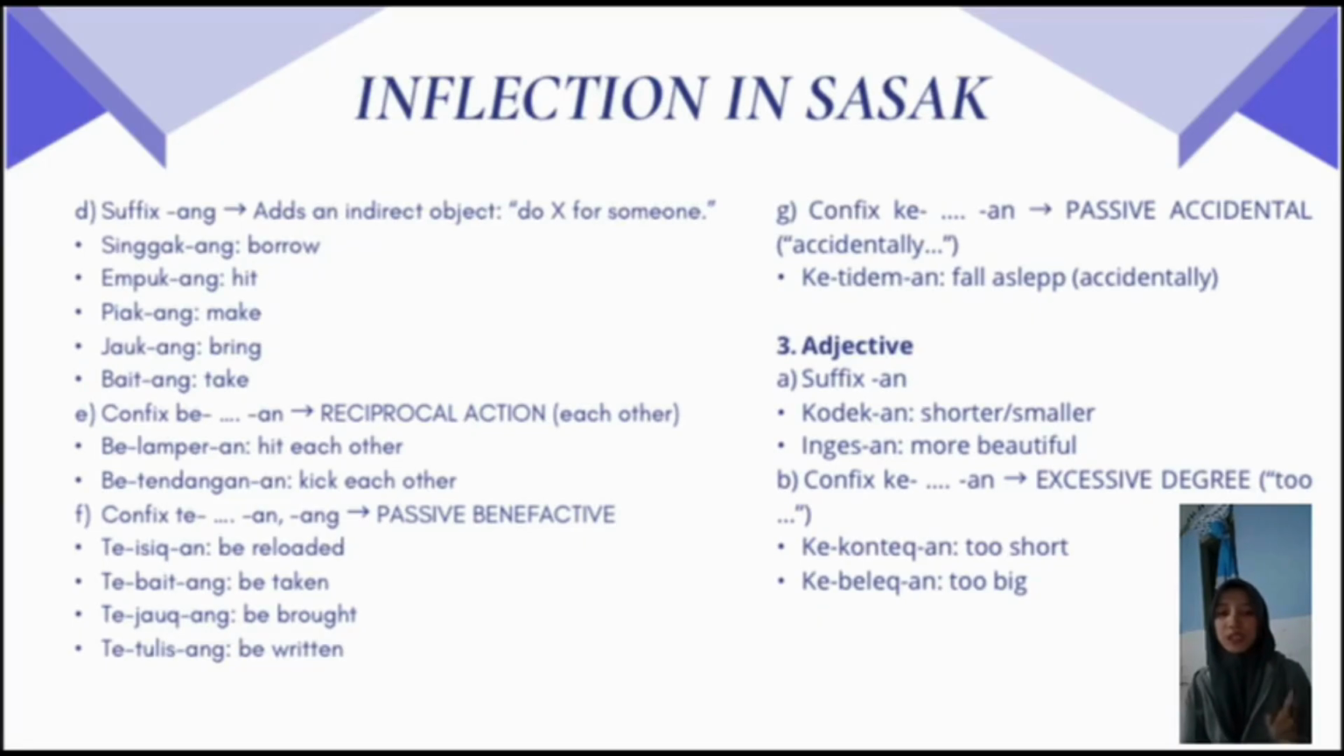Second, the confix ke-...-an expresses excessive degree, meaning too much. For example, kekontean meaning too short and kebelean meaning too big.